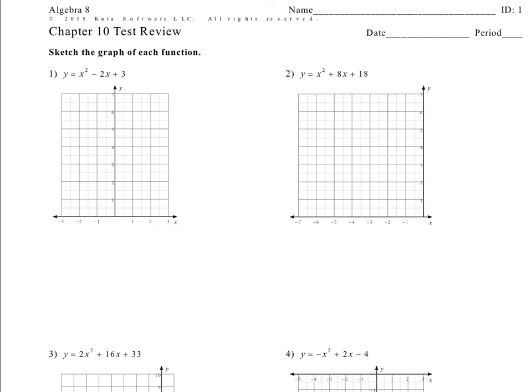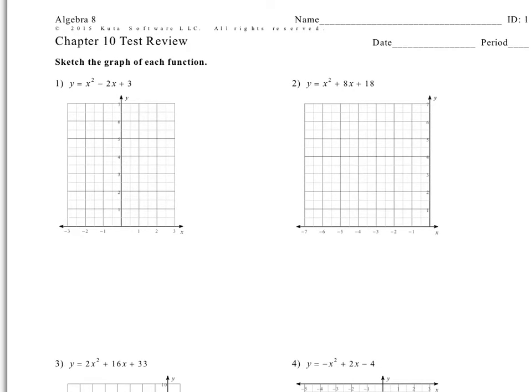Here's the Chapter 10 test review guide. So for the first one, we have to use the calculation. Let's go x equals negative b over 2a. So in our case, x is going to equal 2 divided by 2, which is 1.